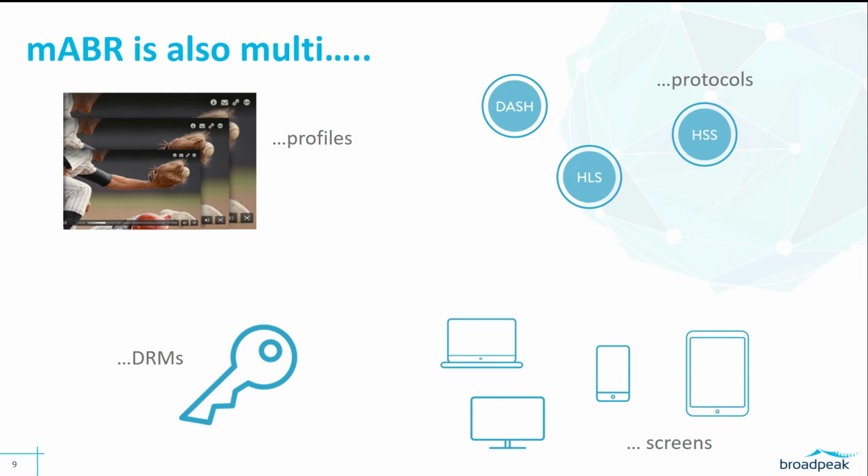And the other thing is multi-DRM. We know that we have different DRMs, so different mechanisms to encrypt the content, and we need to work with multi-DRM as well. So it's not because we are using multicast ABR that we are not dealing with all these key features that we have today in ABR streaming.